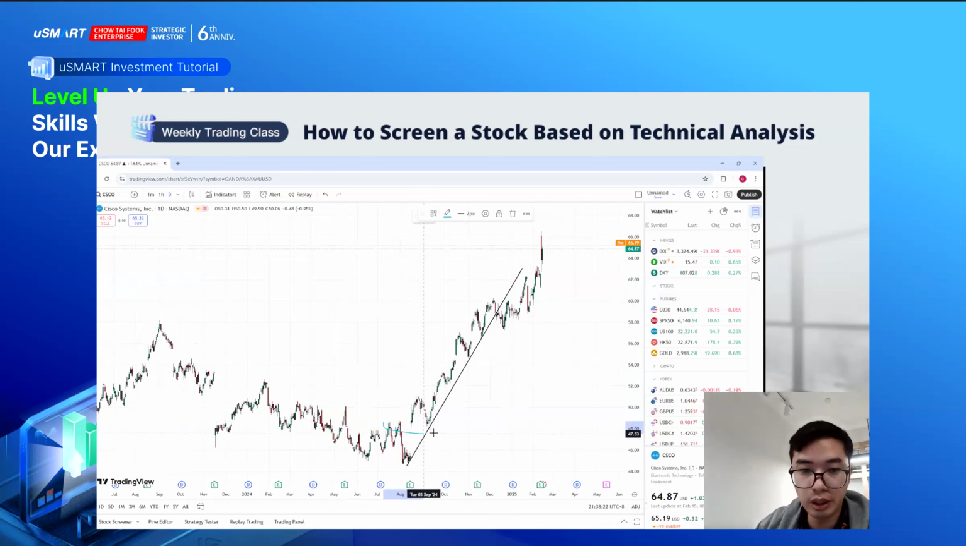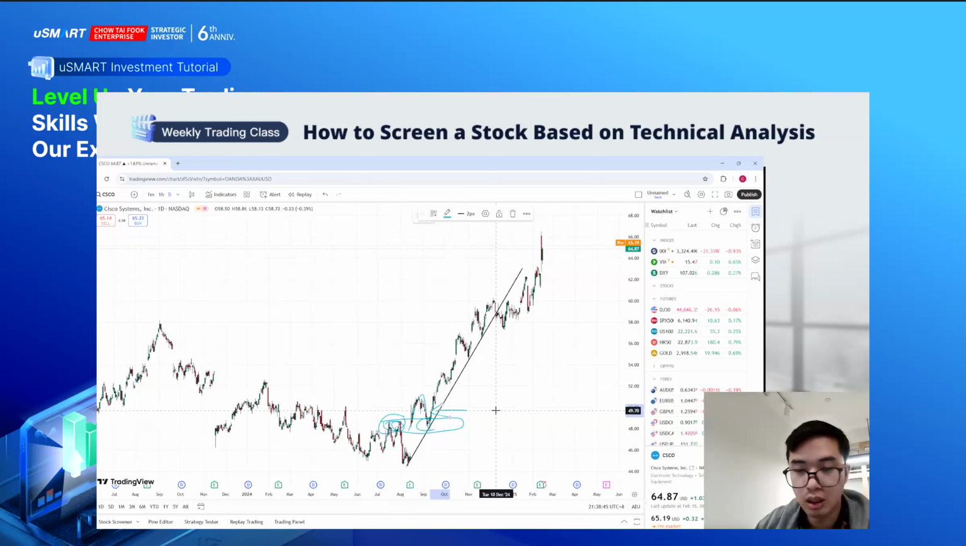Because there is a resistance. Previous resistance, it broke out, and then we retest it. When they retest it back, the previous resistance becomes support. So when the bullish engulfing candle goes up, we try to enter it here.